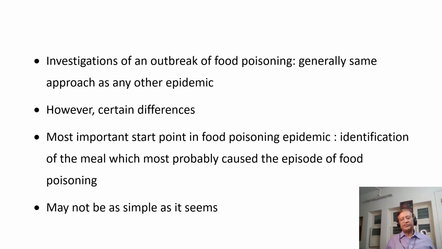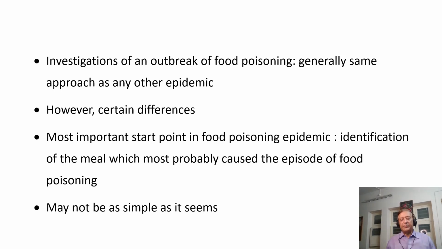The most important starting point in a food poisoning epidemic is identification of the meal which most probably caused the episode of food poisoning. Any wrong judgment at this very first step will not only identify the wrong meal but will take the whole process of investigations into a wrong direction and negate the very objective of the investigation, which is to find out what went wrong from the public health point of view and what remedial measures are to be taken so that such episodes do not happen in the future.